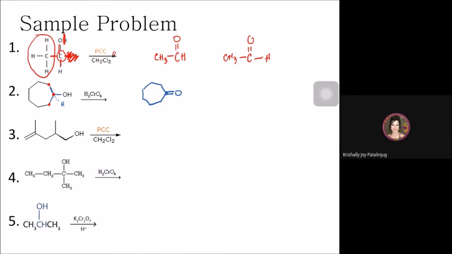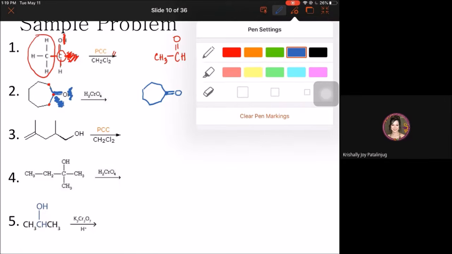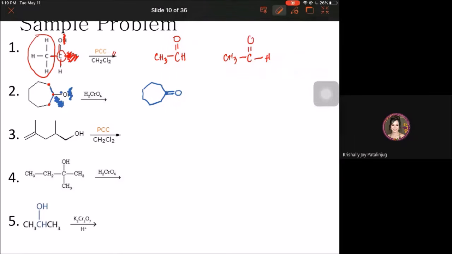Deprotonate, remove hydrogen while simultaneously adding oxygen. Draw a double bond toward oxygen. That is the final product. Since it is a secondary alcohol, the final product is ketone. That is a ketone.